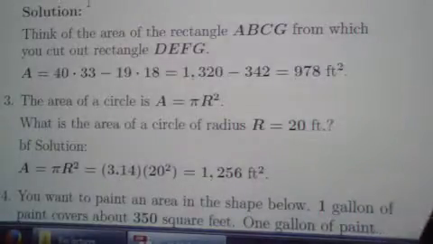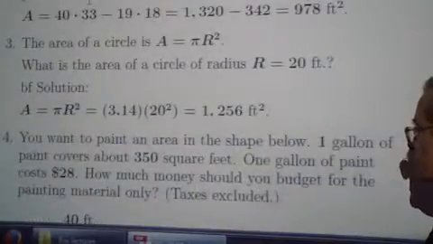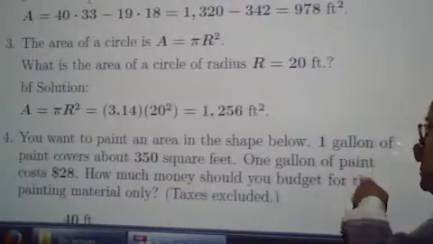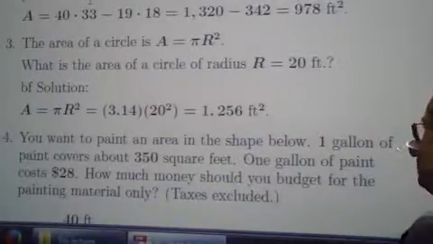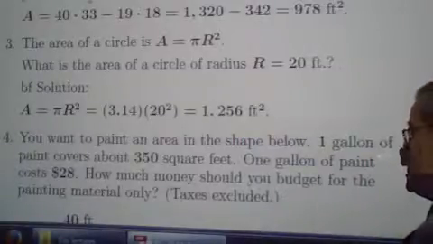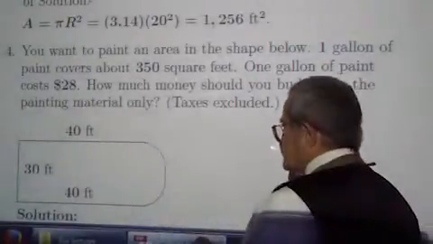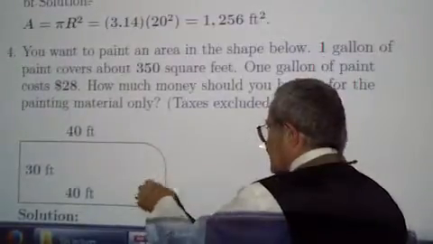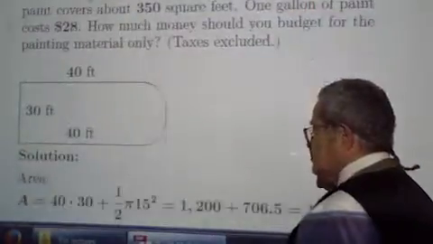And then we want to go to gallons of paint. You want to paint the shape below. 1 gallon covers about 350 square feet. 1 gallon of paint costs $28. How much money do you have to spend? This is the figure that you want to paint. So the diameter is 30 feet. The radius of the semicircle, not full circle, is 15 feet.